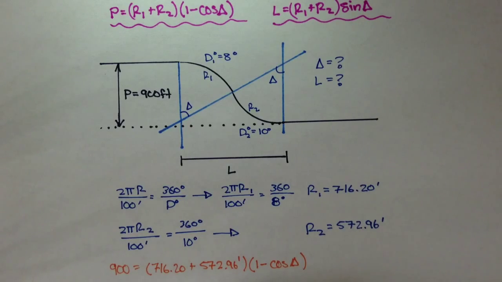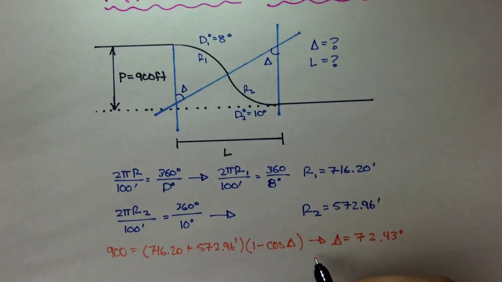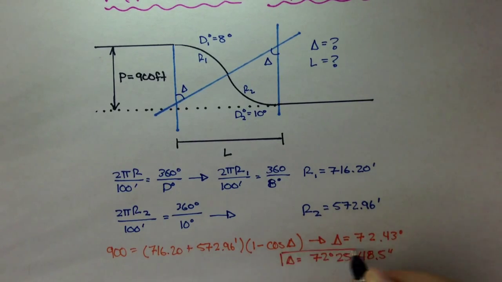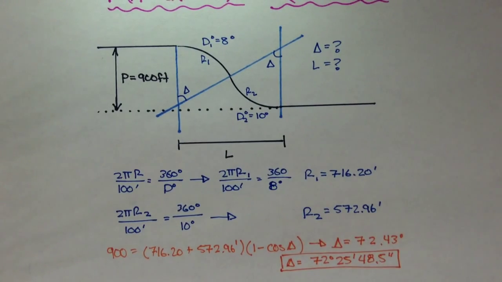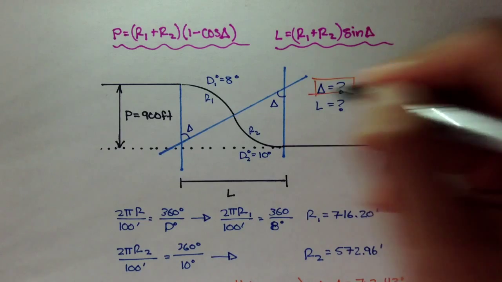If we do the math for this equation, well, I already did it, so delta would turn out to be 72.43 degrees, and if we convert that into degrees, minutes, seconds, we'll get 72 degrees, 25 minutes, 48.5 seconds. Okay, so delta, or the interior angle for both of these curves, is 72 degrees, 25 minutes, 48.5 seconds. So we actually figured out what delta is.